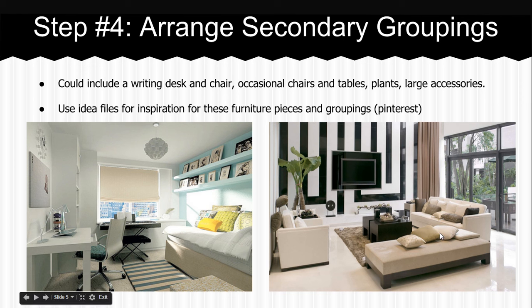Okay. Now the one on the right, this is a living room. And the secondary groupings here would be like the coffee tables, the plant, these are chairs here. Those are all still big pieces. They're just not as big as like the couches and things like that.